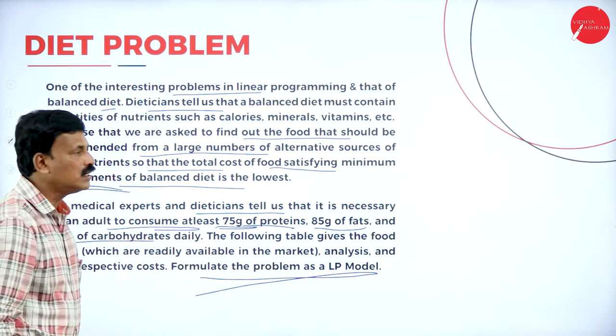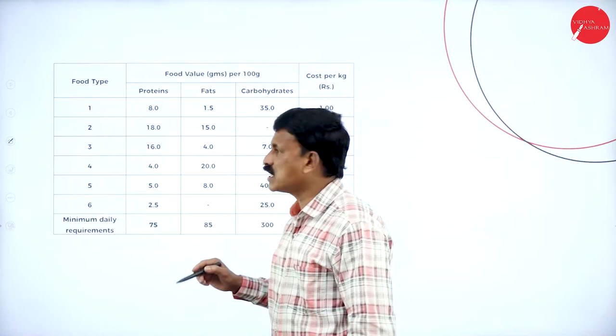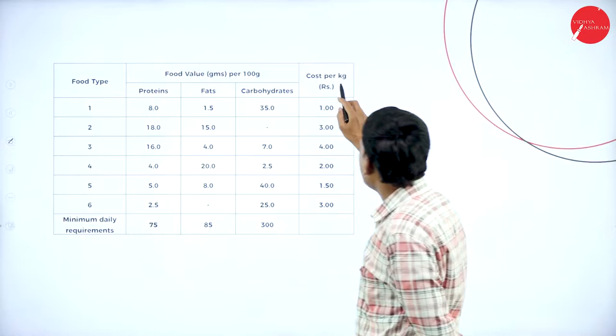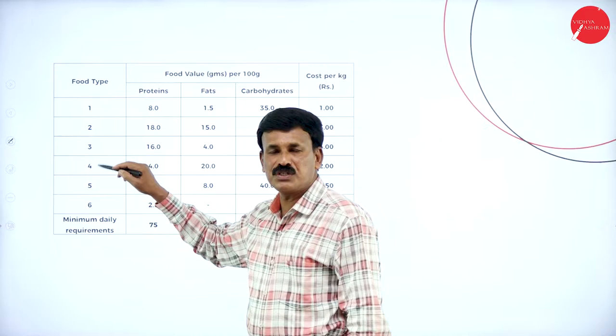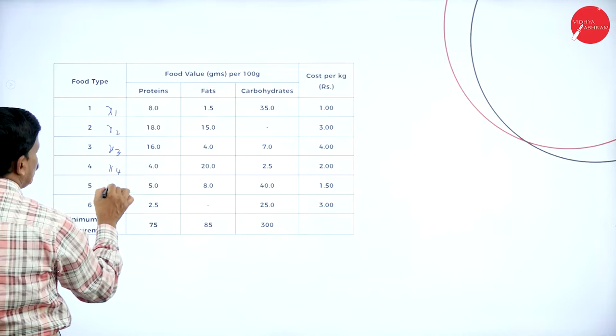What is the problem given? So what is the table? There are 6 types of foods available. The food value per 100 grams in terms of grams is given: proteins, fats and carbohydrates, and the cost per kg is given. Let us define these types of foods as the decision variables x1, x2, x3, x4, x5 and x6.